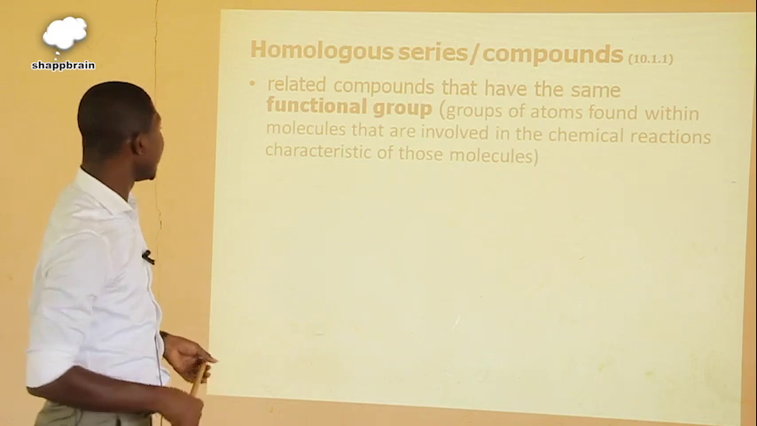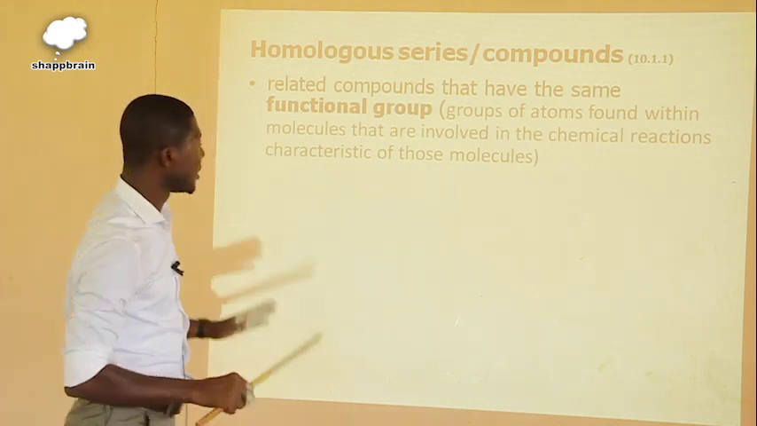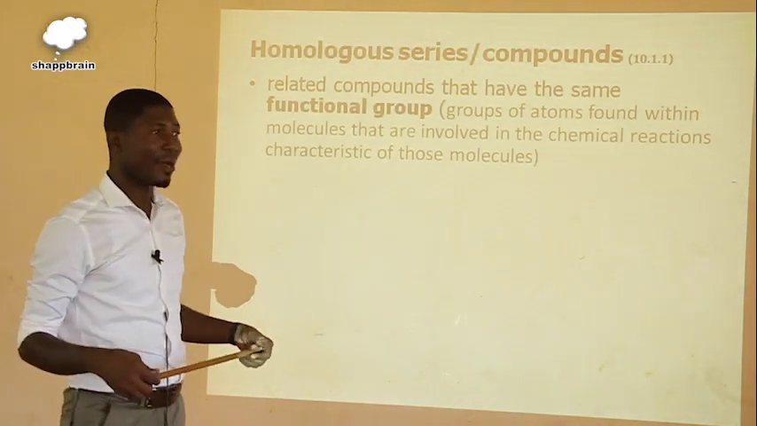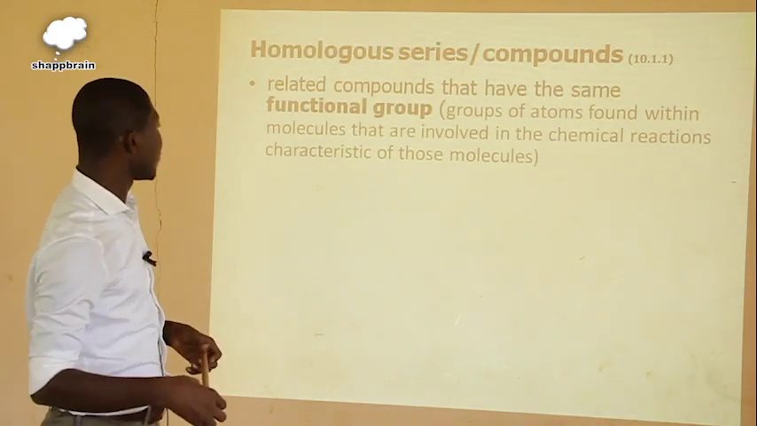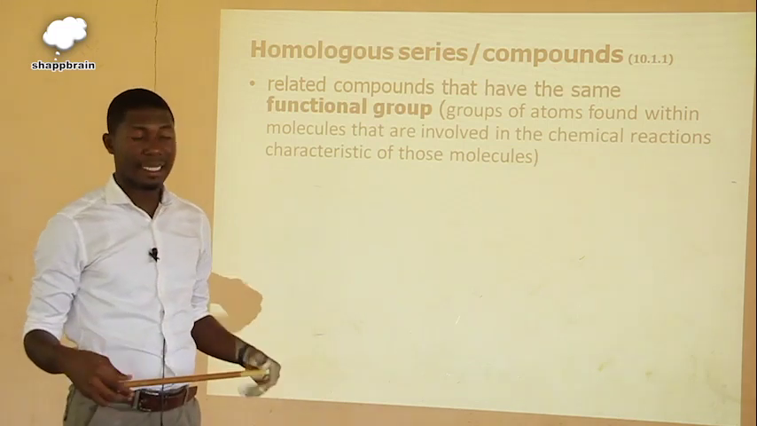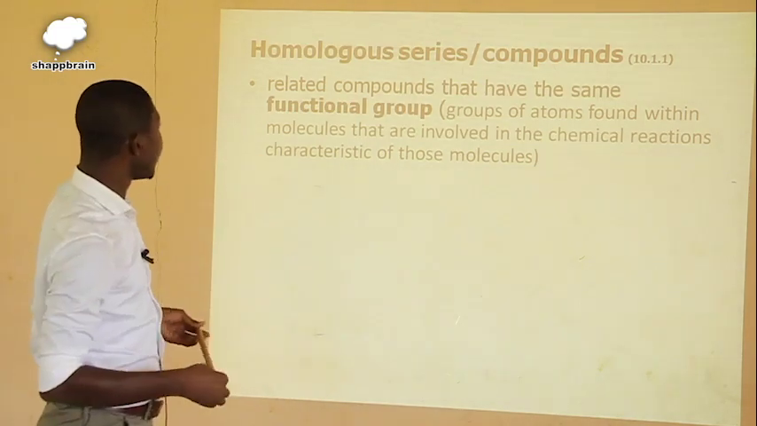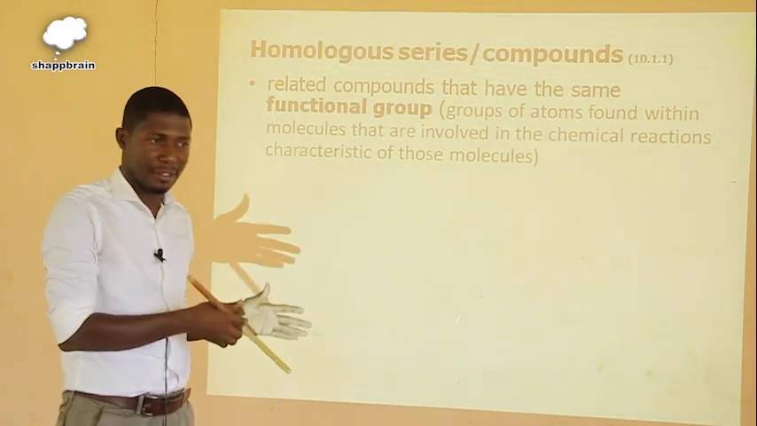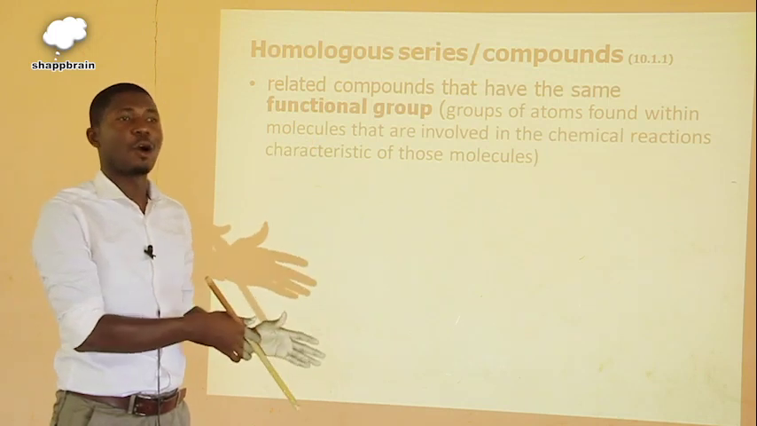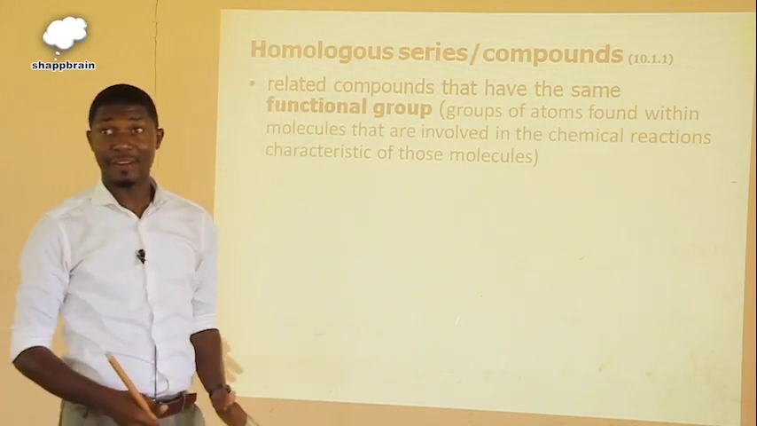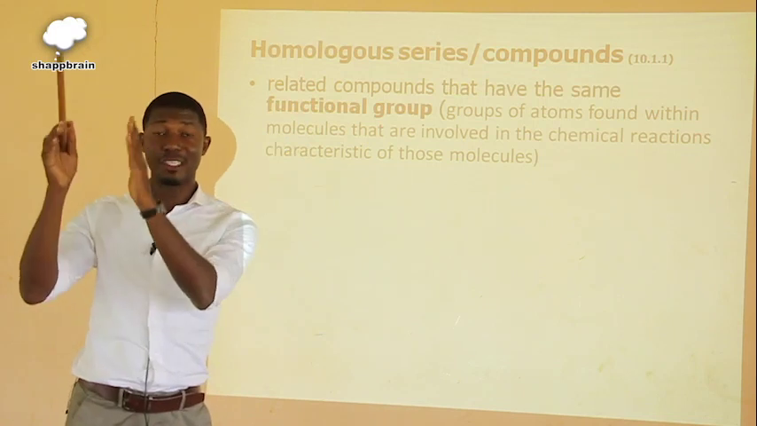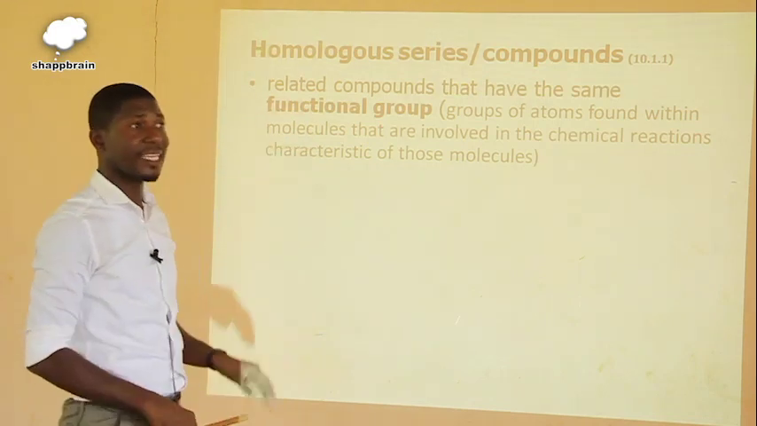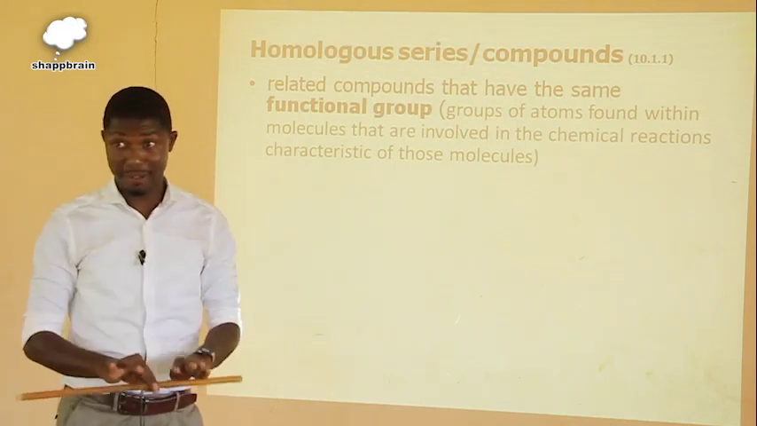Related compounds that have the same functional group, that is, a group of atoms within molecules that are involved in chemical reactions characteristic of those molecules. What do we mean by that? A homologous series is a series of organic compounds with the same functional group, which means they are from the same parent. So if it's an alkane, all members of the series will be alkanes. If it's a homologous series of alkenes, all members will be alkenes. If it's alkynes, all members will be alkynes. And so that's why we say they have the same functional grouping.